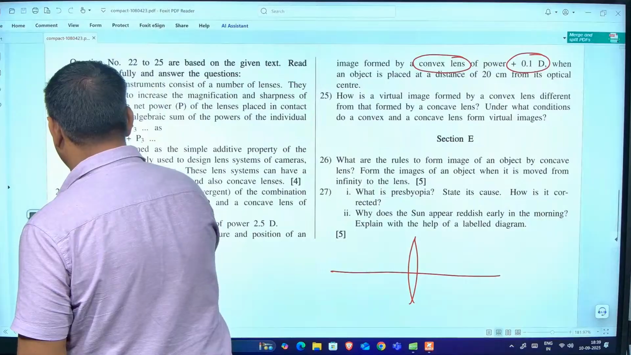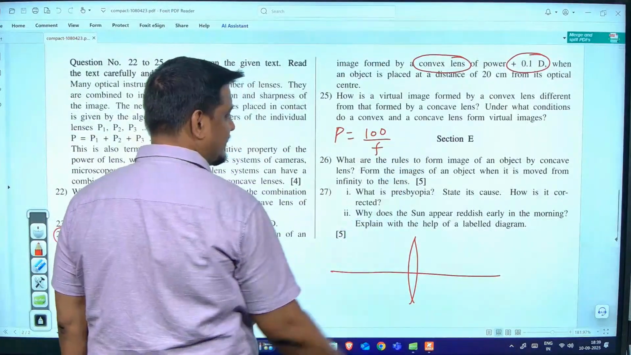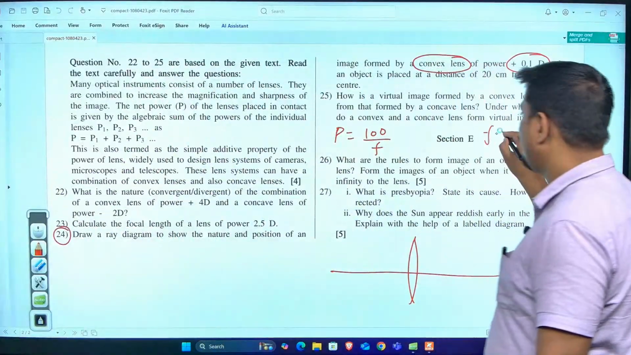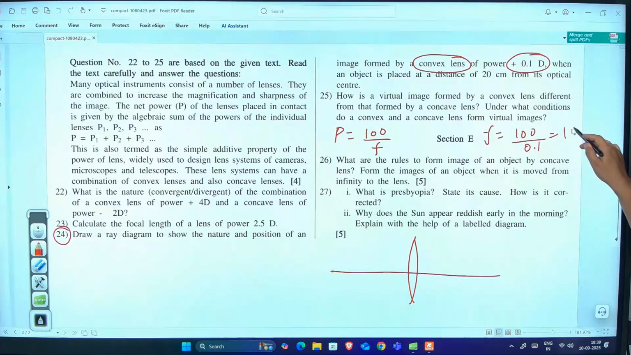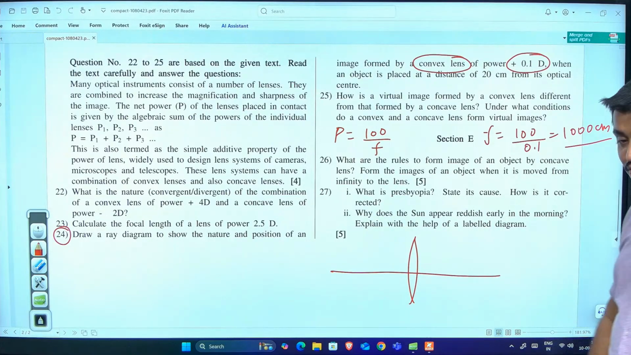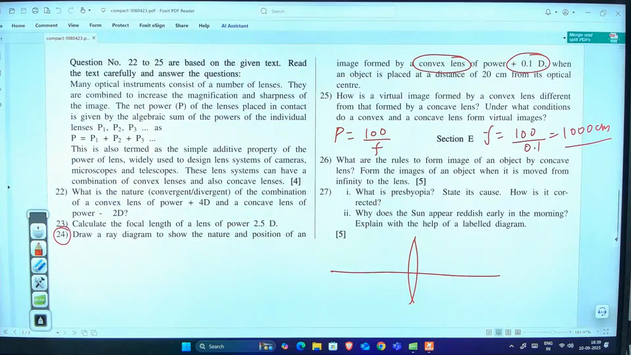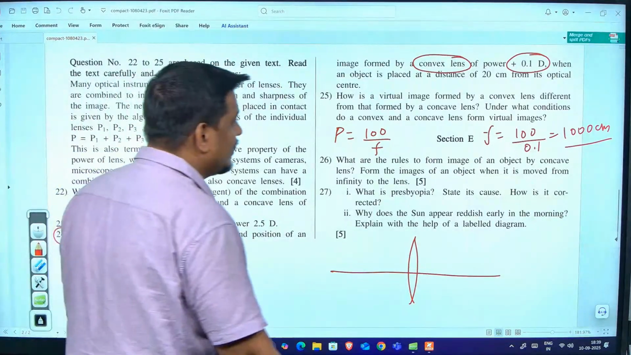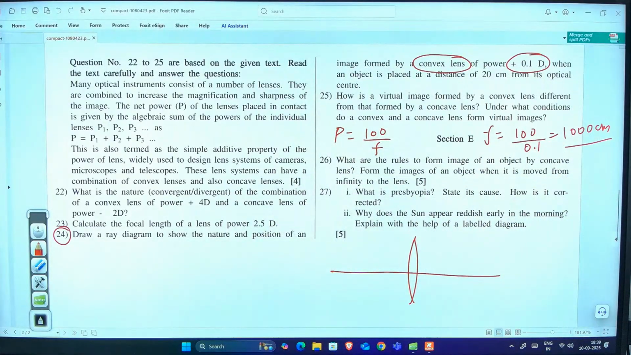The formula of power is what here? Power is equal to 100 by f in the case if I want to find the answer in centimeter. Yes, I was right only. So, f will become equal to 100 by P, 0.1. Oh my god, 1000 centimeter focal length. Did it come same for you? It is very unusual. How will you plot it in the diagram? 1000 centimeters, almost 1 meter. Oh no, 10 meters of focal length.